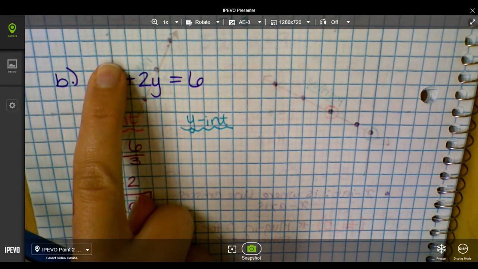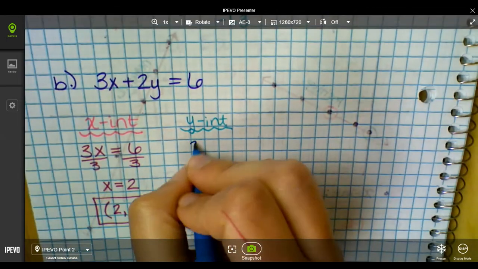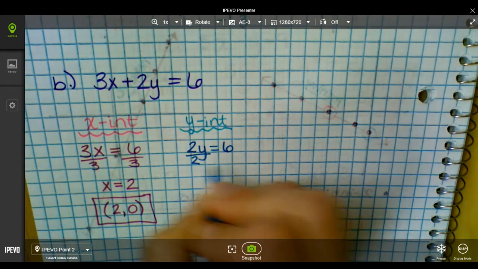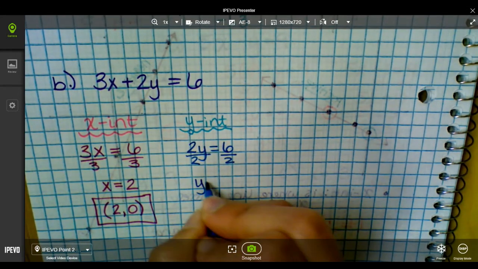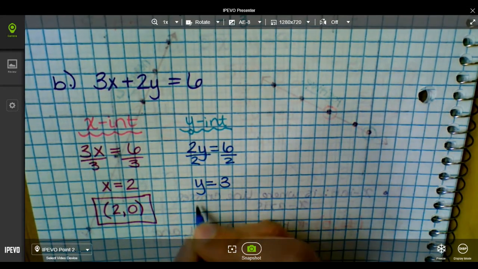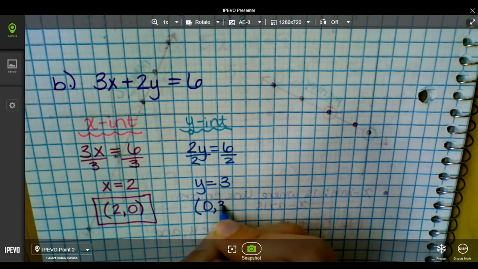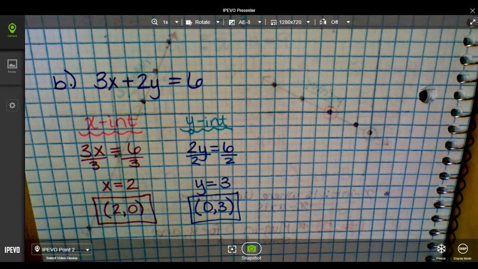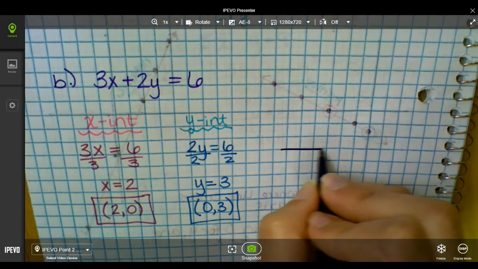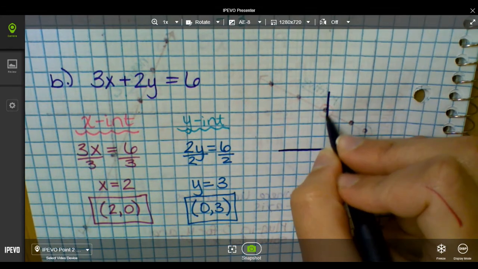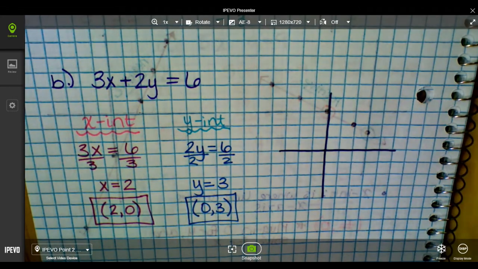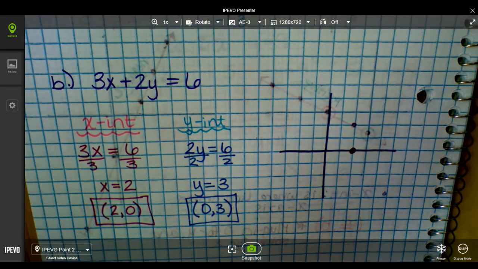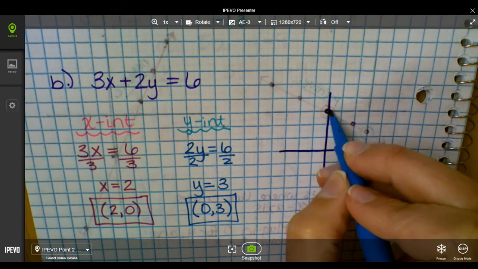So you're just setting your 2y term equal to 6. And that cover-up method usually only works for standard form, so just be careful about that. But it's a pretty nifty trick. And then if y equals 3, that means my y-intercept is (0, 3). I just have to put that 3 in the y spot. Go to graph this. And (2, 0) is on the x-axis. (0, 3) is on the y-axis.